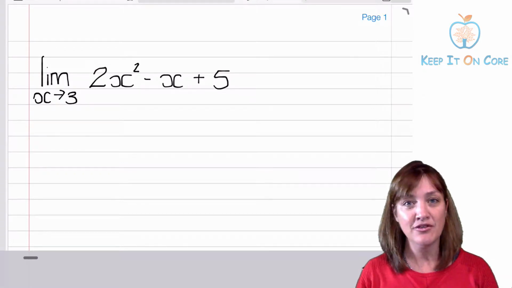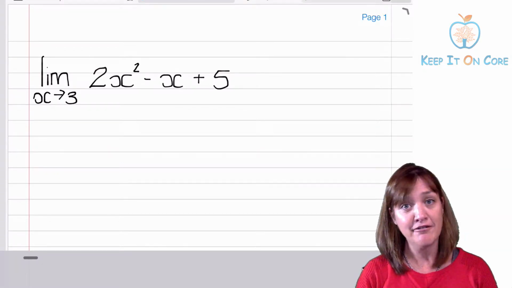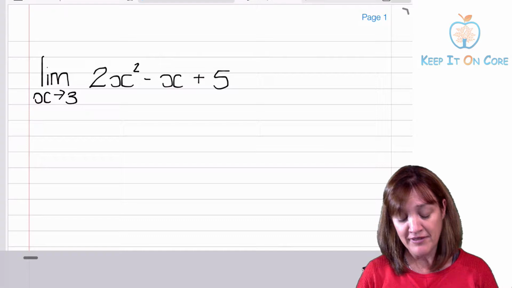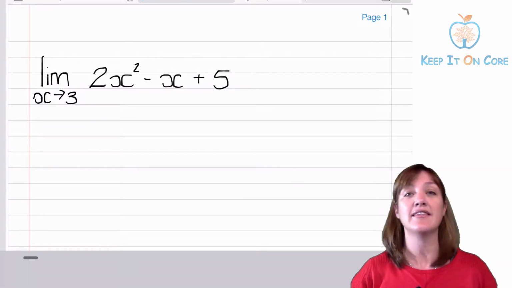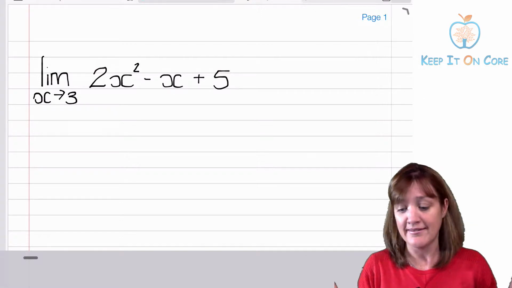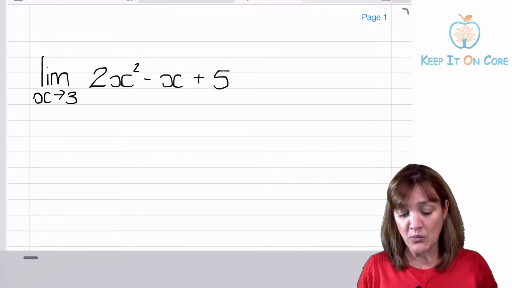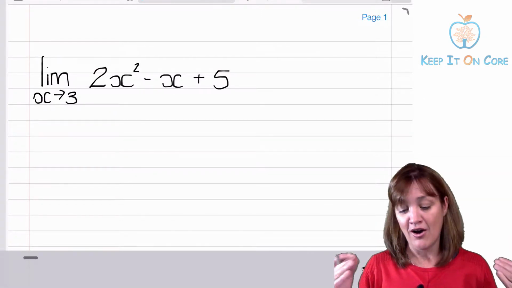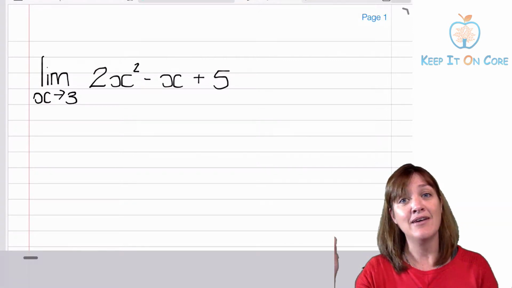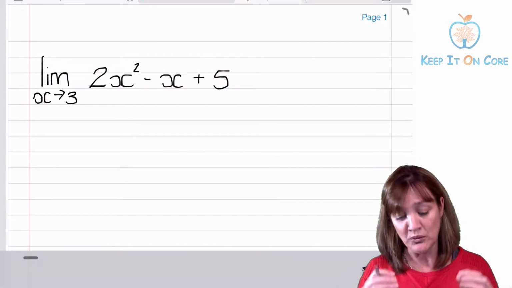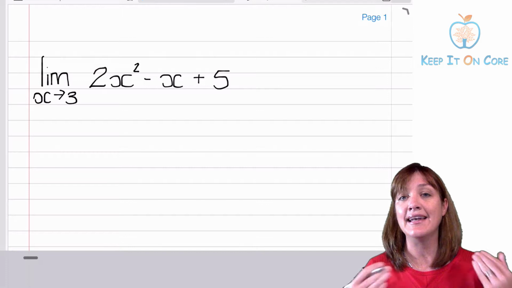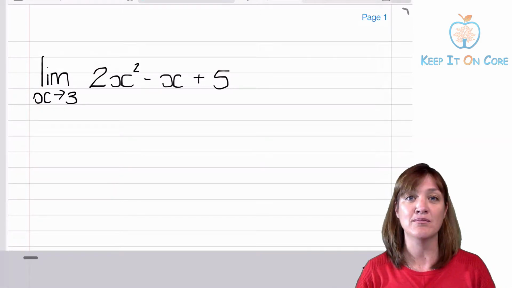So let's start with an example that looks like this. We've got a function and it is f of x equals 2x squared minus x plus 5. Okay, so that basically is a parabola, it's a graph. And we want to know what are the values of y as the x values tend towards 3. Okay, so what is the limit of the function as x moves towards 3.